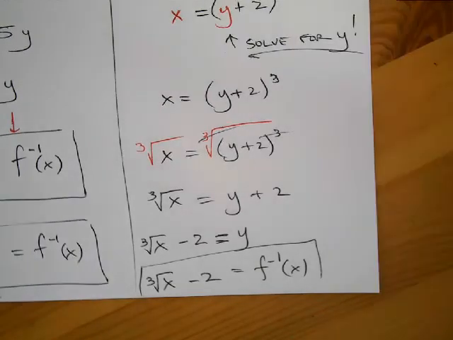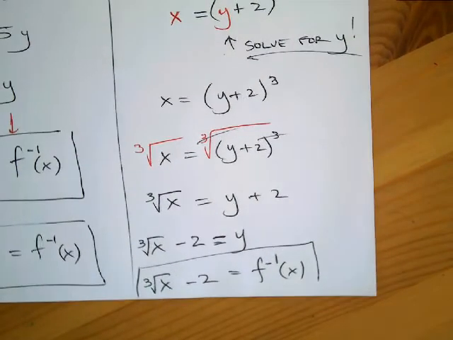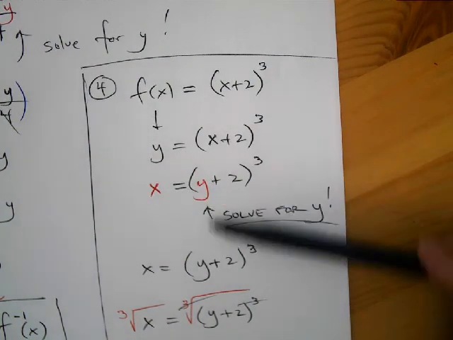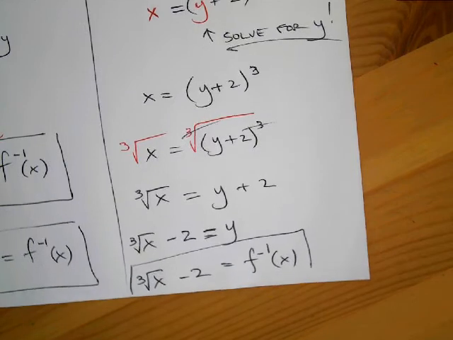Let me check the answer. I got it right. All right, so we're doing the same thing. Change that to a y, interchange, solve for this y, and that new y that you solve for, that's your inverse. Okay, last one, number 5.